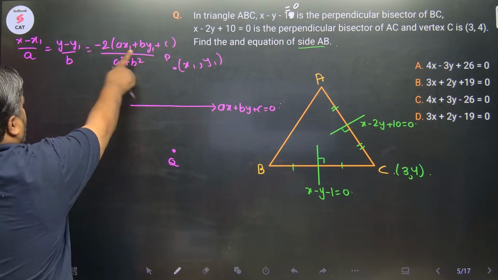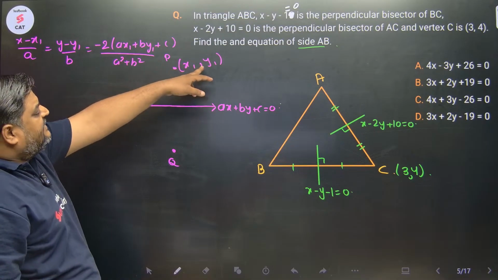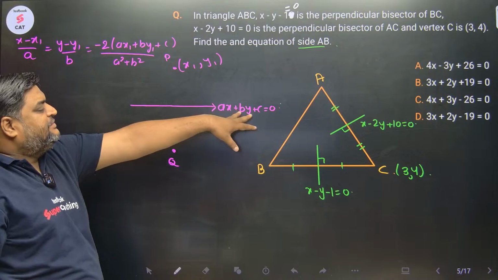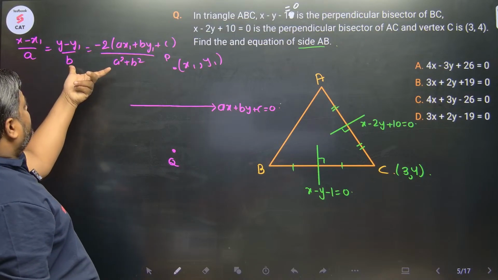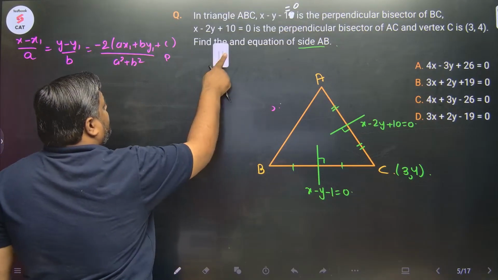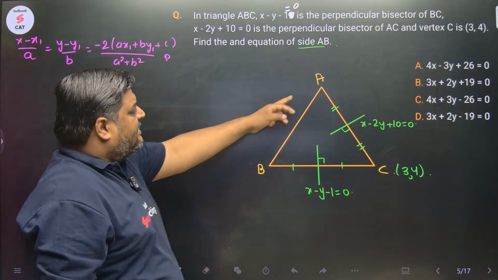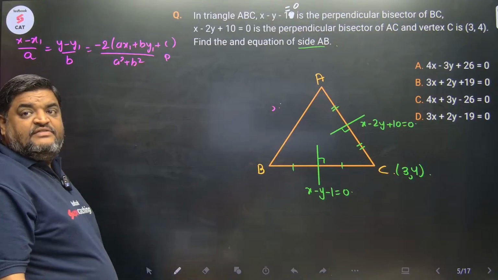नोट दिस डाउन. If there is a point P, x1 y1 and there is a line ax plus by plus c, आपको P का मिरर इमेज निकालना है. So you need to use this. आ जाओ. Now how to use this? पहले हम लोग A का कोऑर्डिनेट निकालेंगे. पहले A का कोऑर्डिनेट.